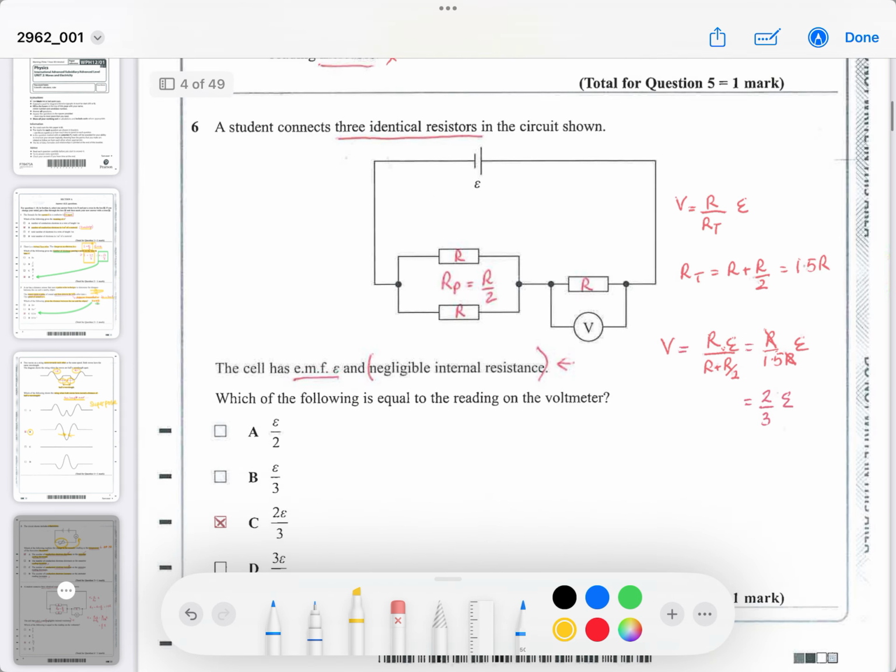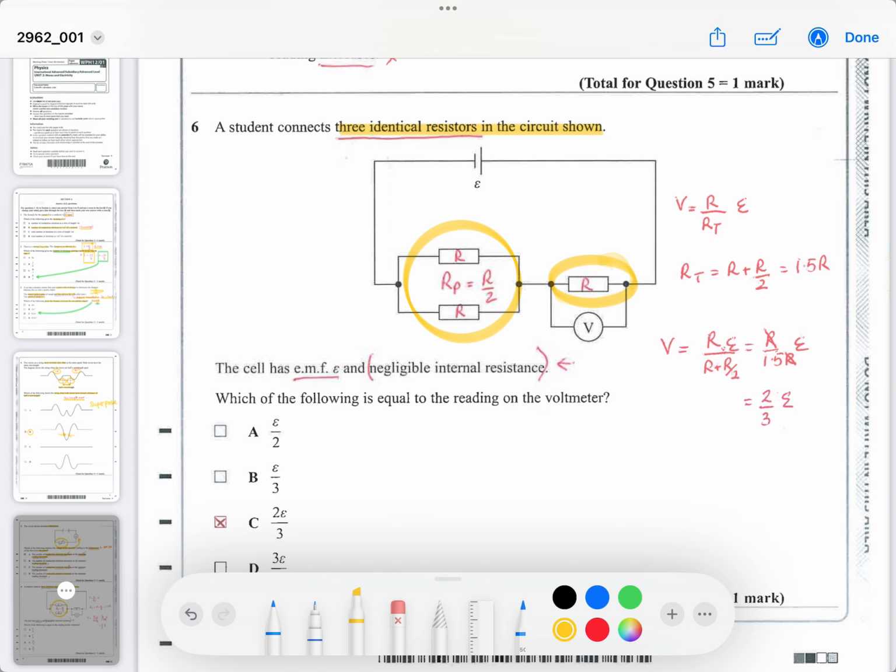Then the next question is 3 identical resistors in the circuit as shown. 2 of them are in parallel. 2 identical resistors in parallel will create 2 paths where the resistance actually halves, because the current will be going in each path. So we know that the resistors in parallel will be halved, and then you add it to the resistance next to it in series.